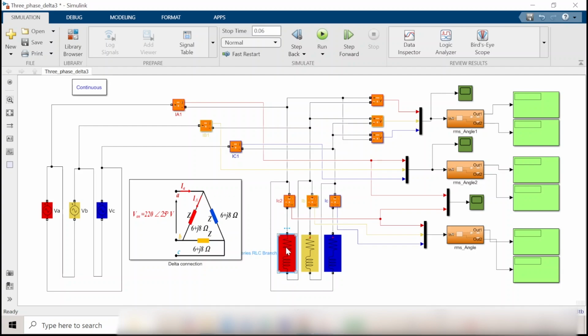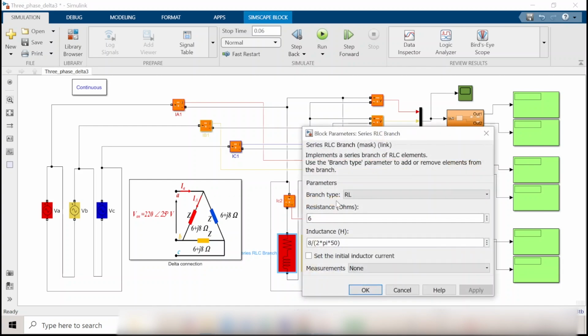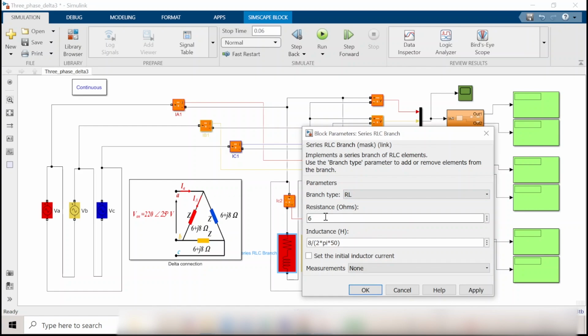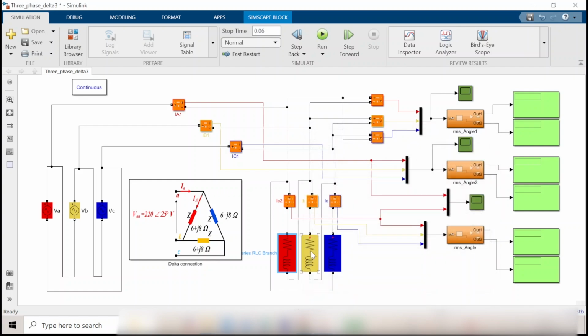If we click on one of these loads, the RLC branch, I'm going to choose RL. The resistance is 6 ohm and the inductance should be in Henry, so that one is 8 over omega, since XL equals omega L, if you remember. So I'm going to divide 8 by omega, 2 pi F, and the supply frequency is 50 Hertz. I'm going to repeat that for phase B and phase C.